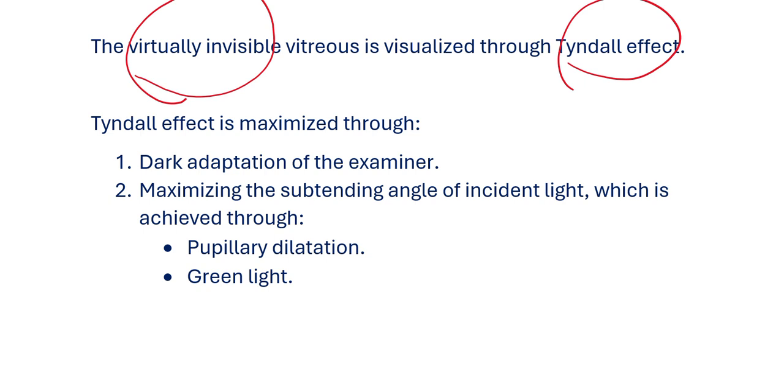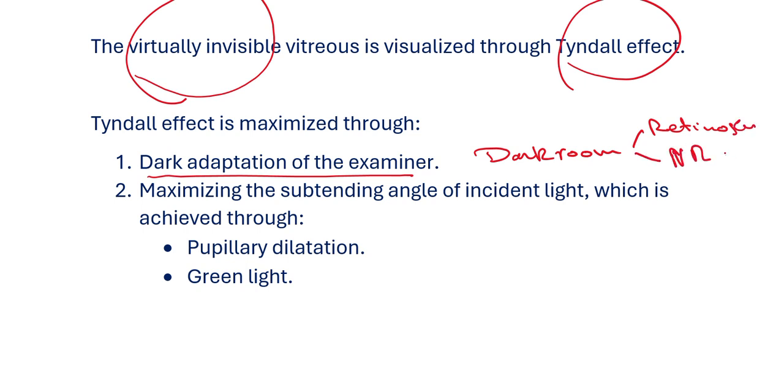Number one is dark adaptation of the examiner's eye. So a dark room is essential for retinoscopy and VR clinic or VR examination. Number two is maximizing the subtending angle of incident light.